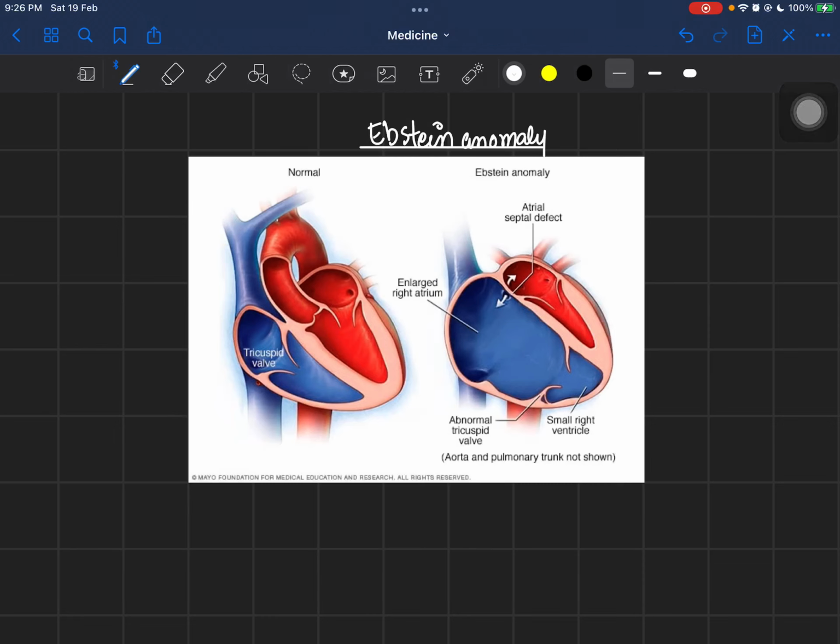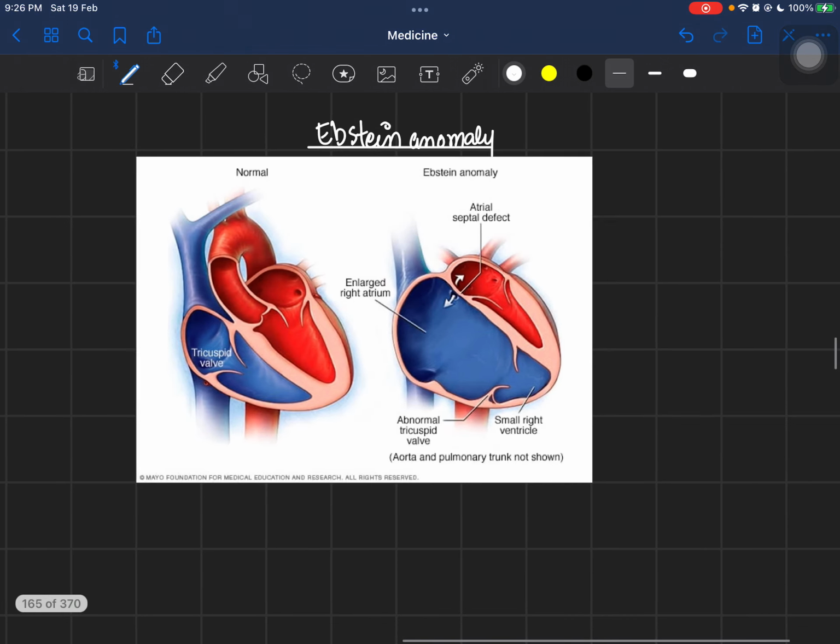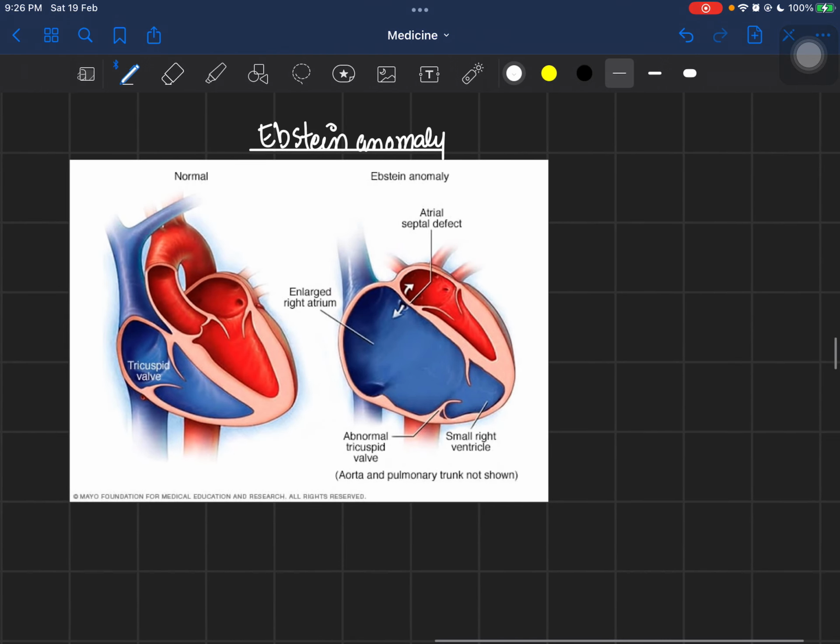Hello everyone, in this video I am going to talk to you about this anomaly which is known as Ebstein anomaly, one of the causes of cyanotic heart disease. This can be further classified among the cyanotic heart diseases. It is one of the cyanotic heart diseases in which pulmonary blood flow is decreased, and that is why there is cyanosis. Now I'll tell you what the problem with Ebstein anomaly is.